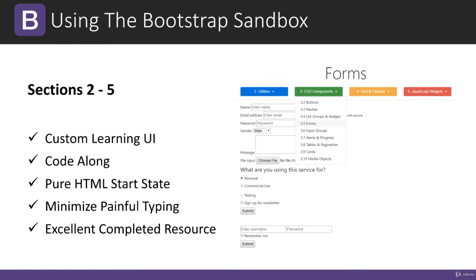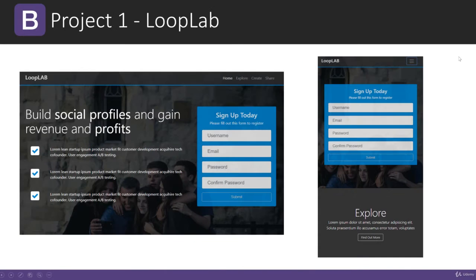So let's talk a little bit about what the Bootstrap Sandbox is. It's basically a custom UI that I created that is broken up into different sections that correspond with the course, and each one starts with just bare HTML, and then in each lecture we'll be adding the Bootstrap markup together and talking about what it is, what it does, and so on. This will prevent you from having to type out all of the basic HTML stuff. We can just focus on Bootstrap itself. So it's broken up into four different sections: utilities, CSS components, the grid and Flexbox, and then JavaScript widgets. All right, so once we complete the sandbox, we'll be moving on to our projects.